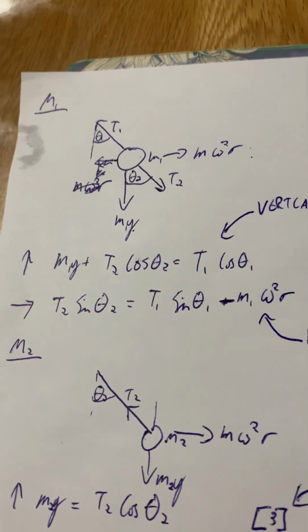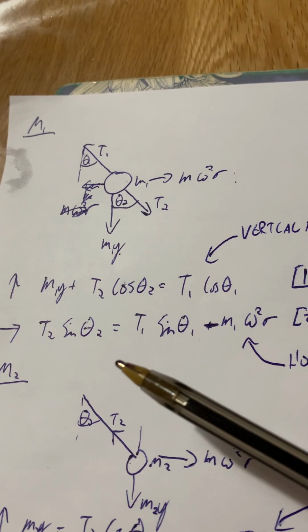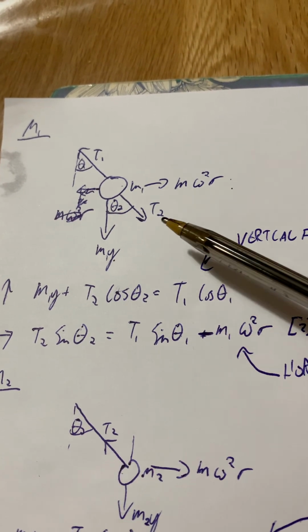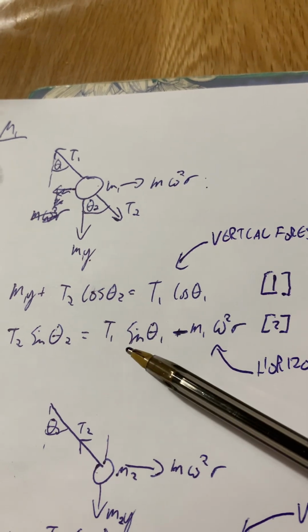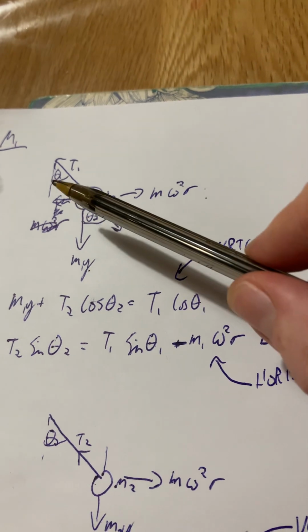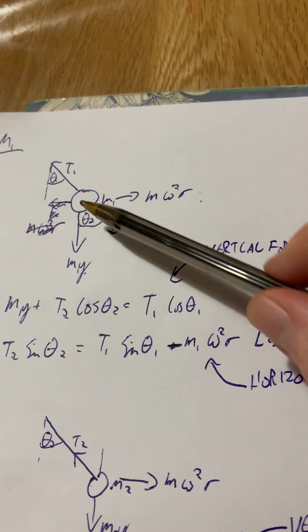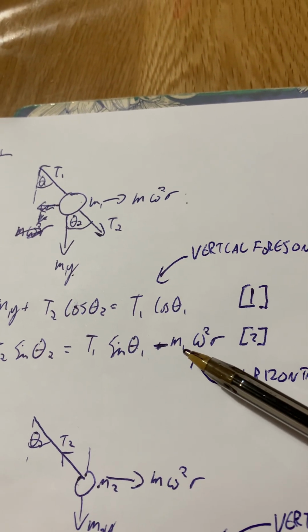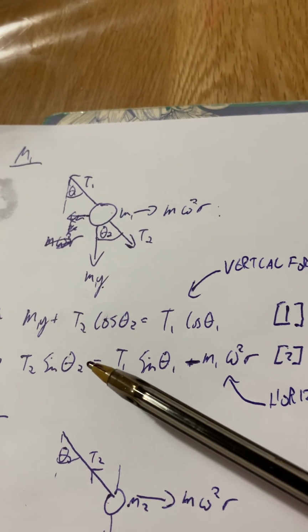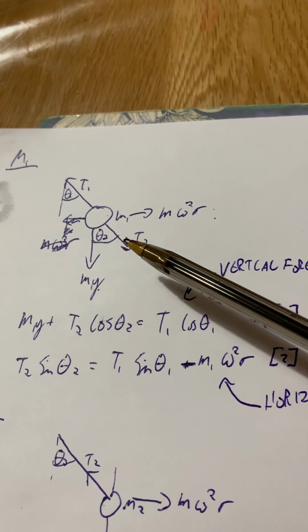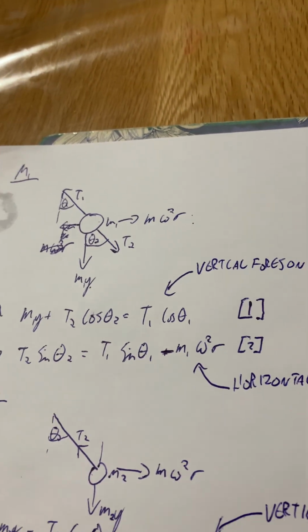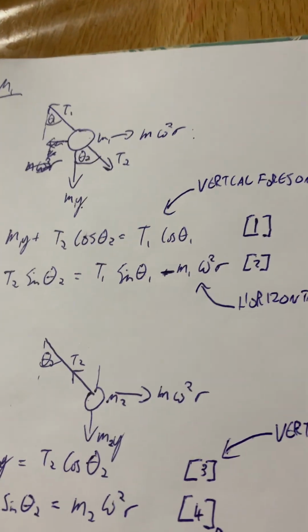Next, the horizontal forces. We've got T2 sine theta 2, so this is the horizontal component of this force. Opposing that, we've got T1 sine theta 1, which is the horizontal component of this force. And we've also got the centripetal force, which is actually opposing this one here. So I've got that minus there. Okay. And then I did the same approach for M2.